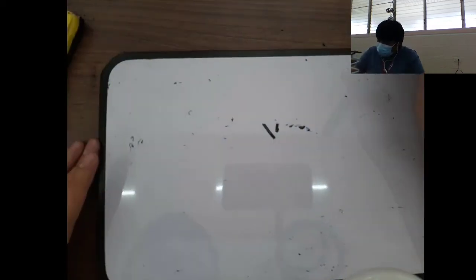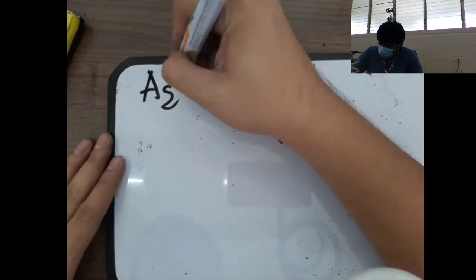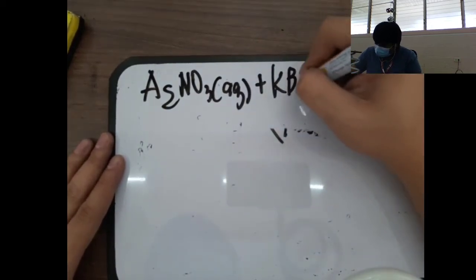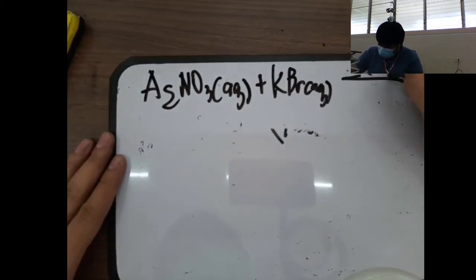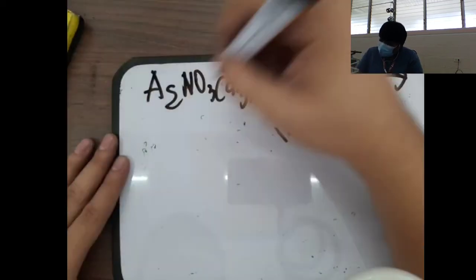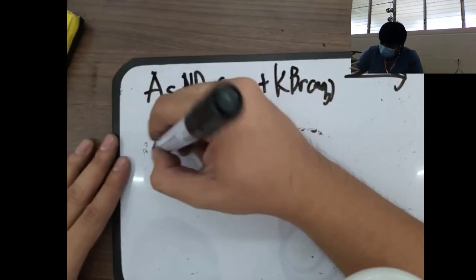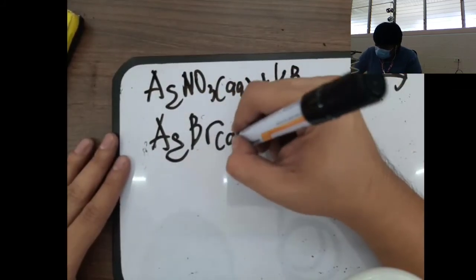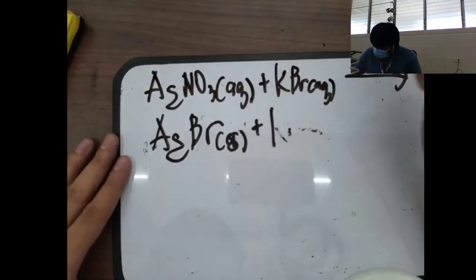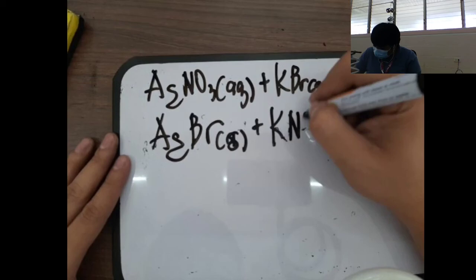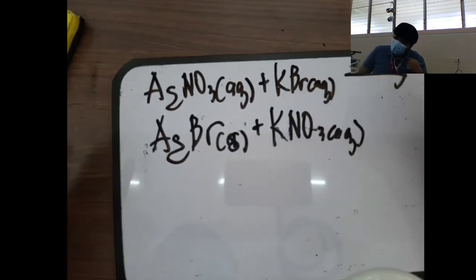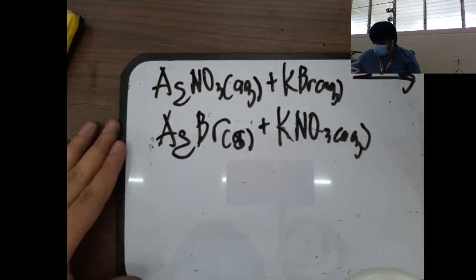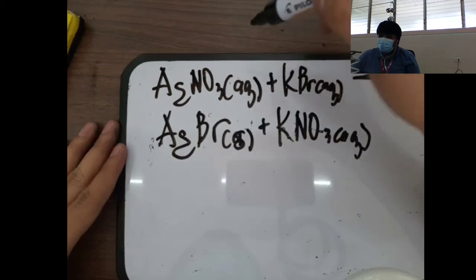So we establish first our balanced equation. Silver nitrate plus potassium bromide yields, so this is again double displacement, and since it is said that it will precipitate out silver bromide, the silver bromide is solid, plus potassium nitrate. Similar to the reaction of potassium chloride with silver nitrate, the ratio here is just a 1:1 ratio.